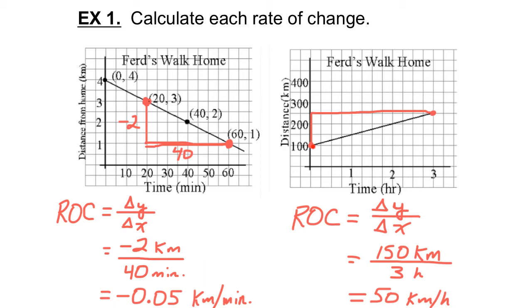And it doesn't really matter which points you choose on the line. I chose this point and this point, but you could have chosen this point and this point, or this point and this point. It doesn't matter. You'll end up with the same rate of change, or at least you should.